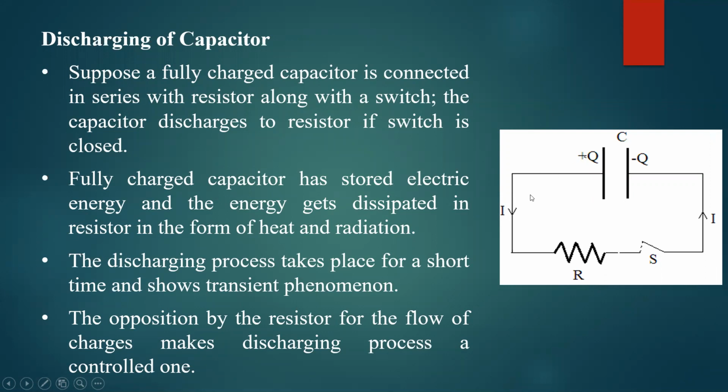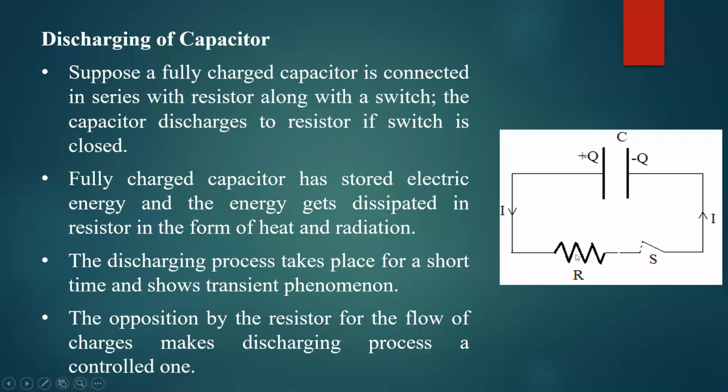When the capacitor discharges, the resistor will consume that energy. It will dissipate that energy in the form of heat and radiation. The discharging process takes place for a short time and shows the transient phenomena. The variation of current is going to take place. The opposition by the resistor to the flow of charges makes the discharging process a controlled one.